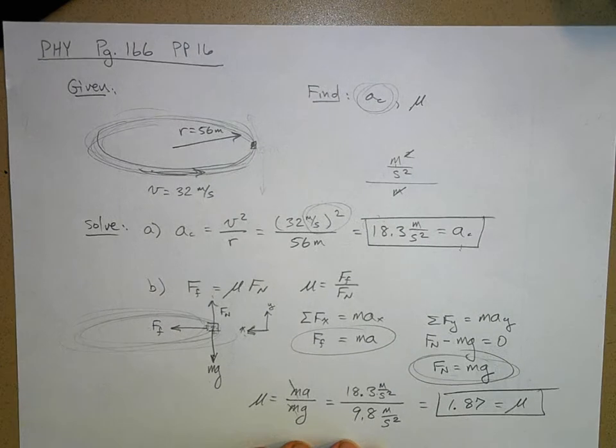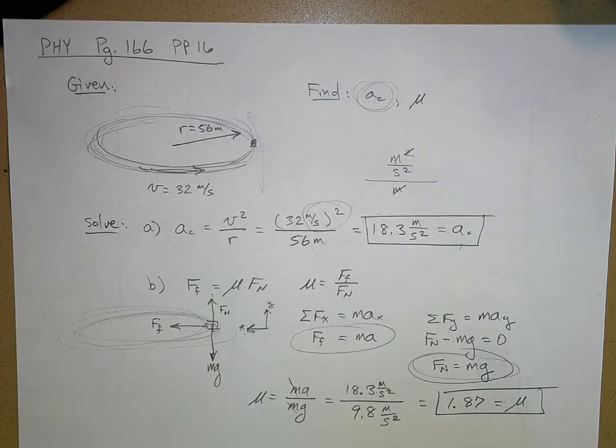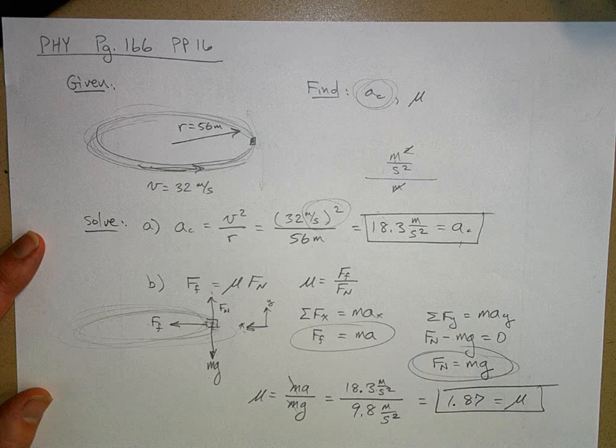I think that's crazy. Let's look this up in the back of the book. What is it in the back? Six, 7. What problem is this? Problem 16. Yeah, 1.8. I don't know. That's very grippy. Yeah. Very, very grippy tires. But that is how you do that.